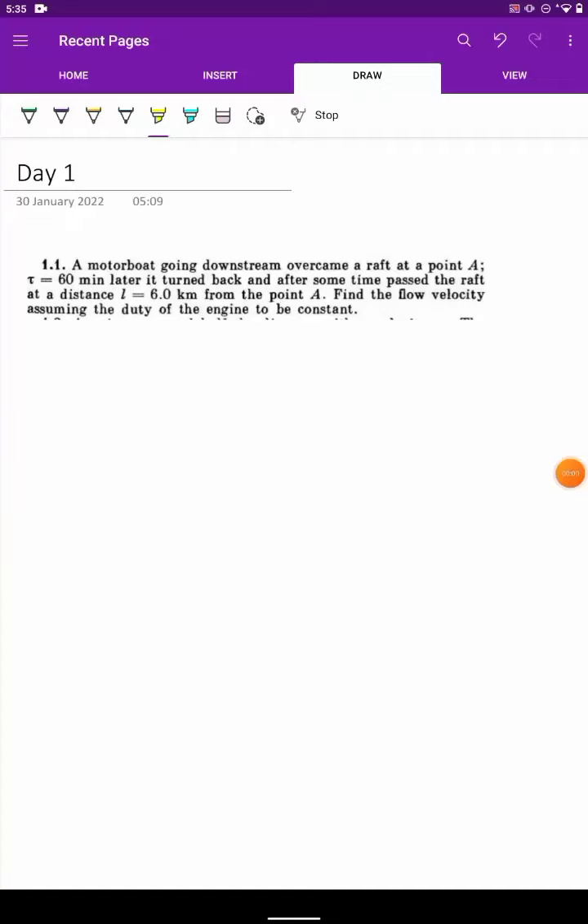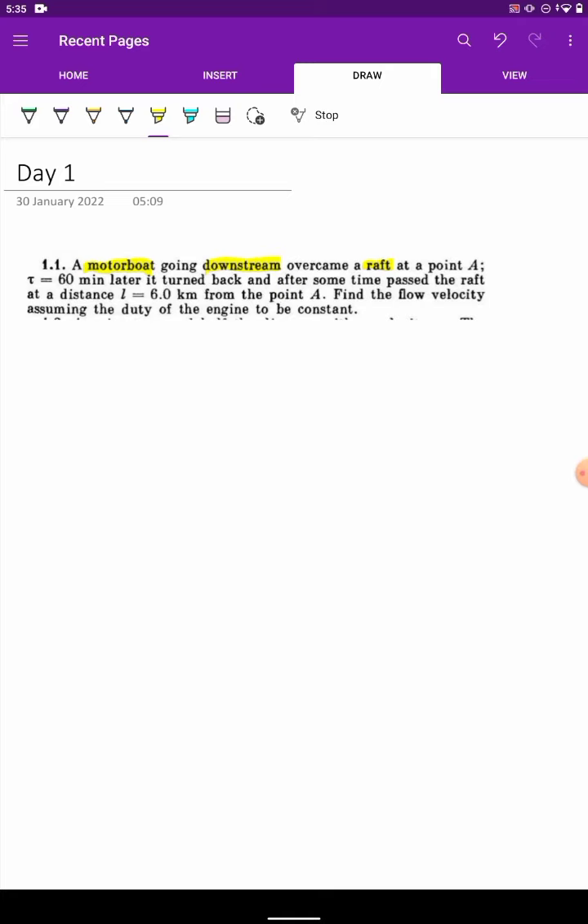So let's consider this problem. A motorboat going downstream overcame a raft at a point A. Just for context, a motorboat basically has an engine of its own. So on still water, it will have some velocity of its own, some speed.